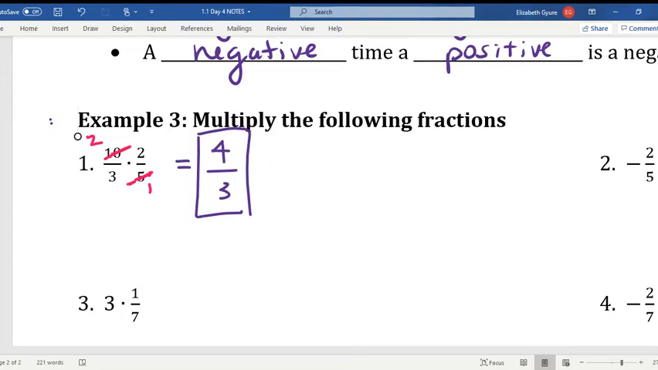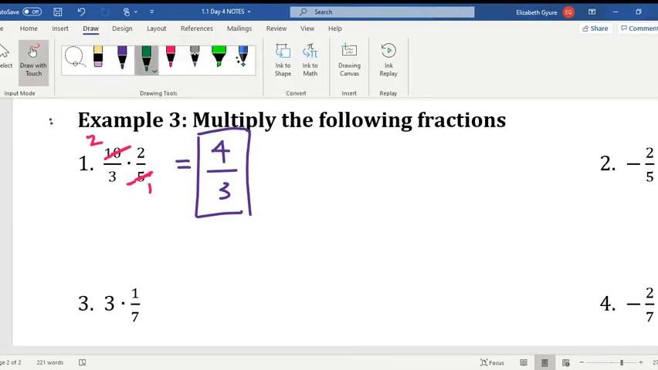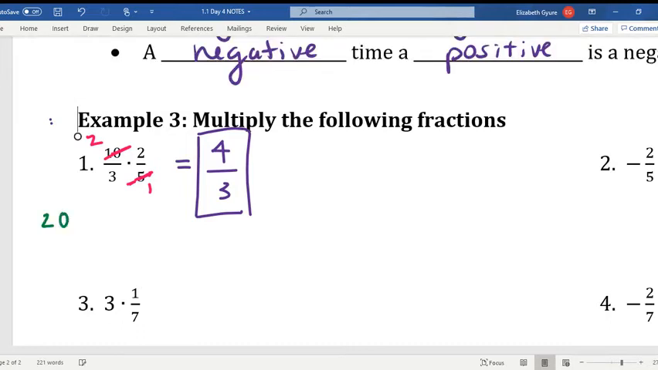And what's nice about this is if I cross reduce properly, do you have to reduce anything again at the end? No. If you did not cross reduce, you would have ended up with this, which is also fine, but you would just have to make sure you reduced at the end. 10 times 2 is 20, right? 3 times 5 is 15. And then what goes into both of those? 5. 20 divided by 5 is 4. 15 divided by 5 is 3. Do you end up in the same place? Yes. Do you maybe have bigger numbers to deal with? Yes. But do what you're comfortable with, okay?